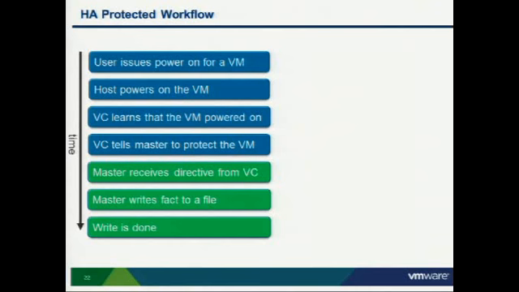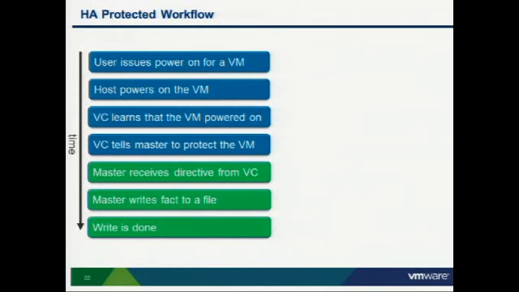So in the first step, we have a user issuing a power on for a VM. In the second step, the host actually executes that power on. And in the third step, we have vCenter Server learning about the power on. At that point, vCenter Server will tell the master to protect the VM. That happens in step 4. In step 5, the first green block, the master is going to get that directive. Then it's going to go ahead and write a file on disk, a file for that VM. The file it's writing is stored on the home data store of that VM. Remember, the home data store is the data store that contains the config file for that VM. When that write is done, the VM now is HA protected.